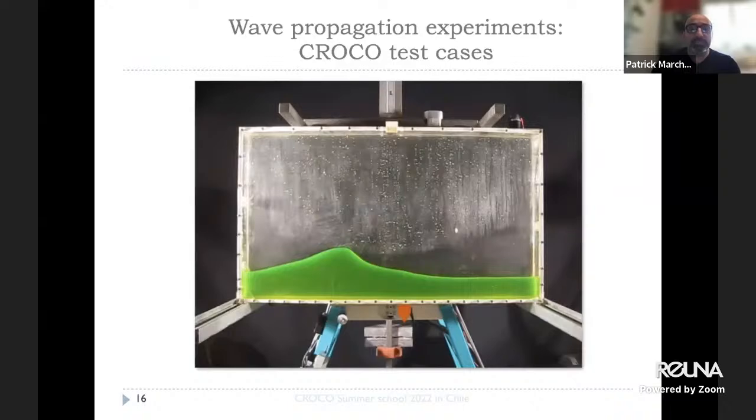So I will start with wave propagation problems.